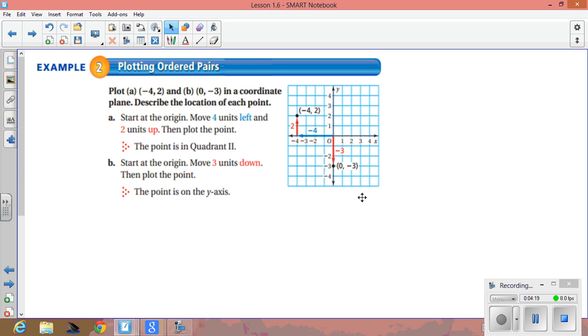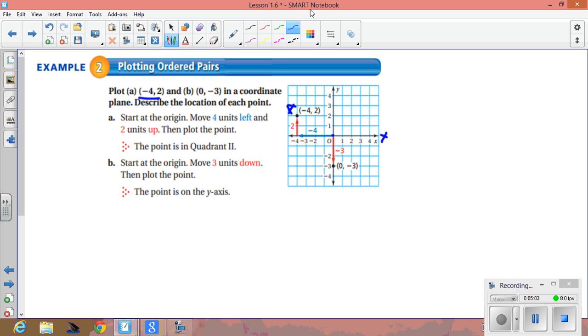So what we're going to do here is plot a couple points. We're going to plot negative 4, 2, and then point B, we're going to plot 0, negative 3. So they're already on the grid, but I'm going to walk you through the steps and show you what needs to be done. So I'll be the blue marker. So negative 4, 2, we start at 0, 0. And remember, the first point represents x, and x is the line that goes left to right. So from here, we're going to go over 4 units, and then since the y value is positive, we're going to go up 2 units. So here is point A.